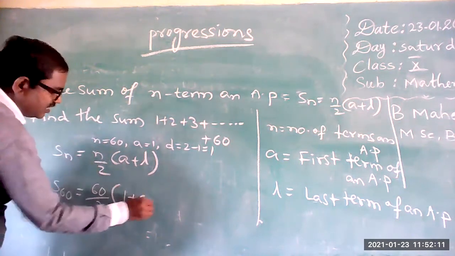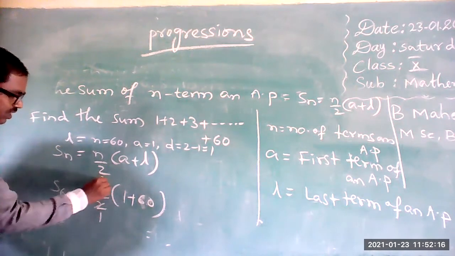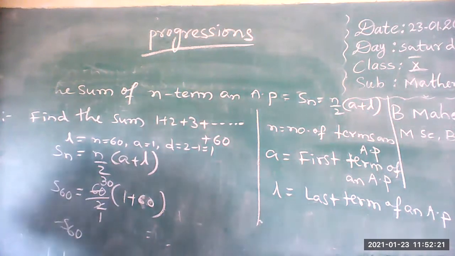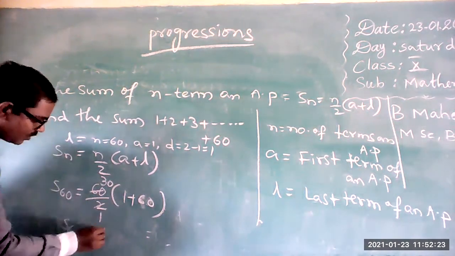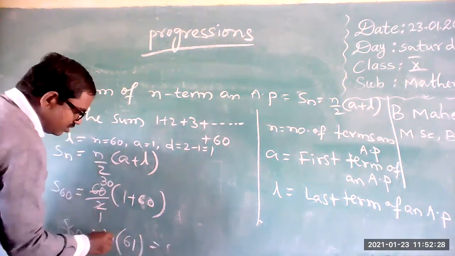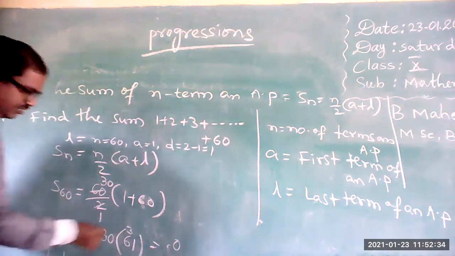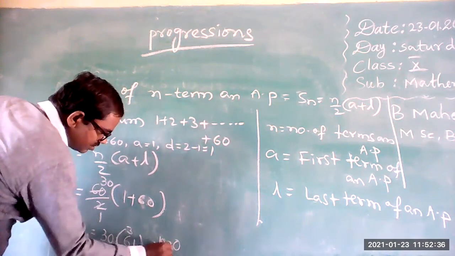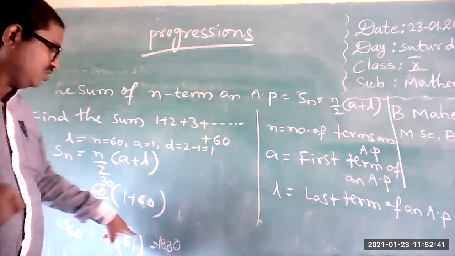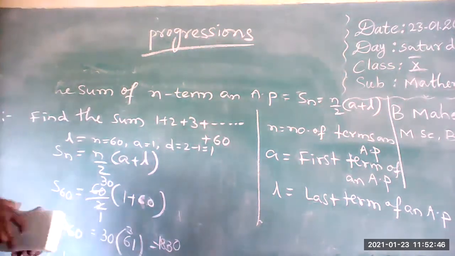Okay, l is also 60, and n is equal to l. So 2 ones are 2, 2 thirties are 60. So S60 is equal to 30 into 61. 30 ones are 30, 30 sixes are 180, so 1830. So in the given series, the sum of the 60 terms is 1830. Okay, so next example.